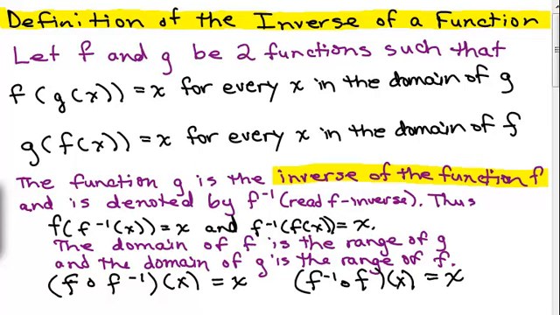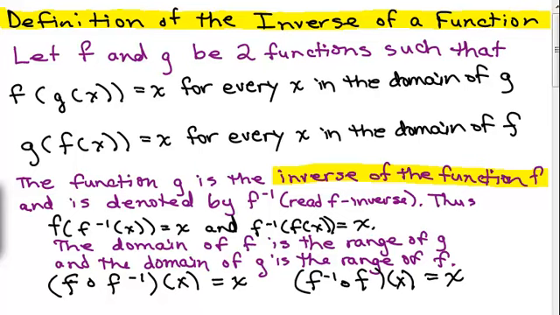This is the definition of the inverse of a function. Let f and g be two functions such that f of g of x equals x for every x in the domain of g, and that's because we have g of x here in the inner parentheses, and g of f of x equals x for every x in the domain of f.